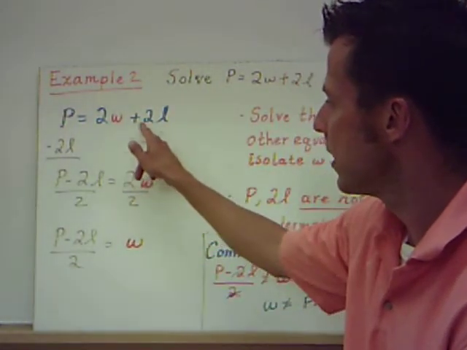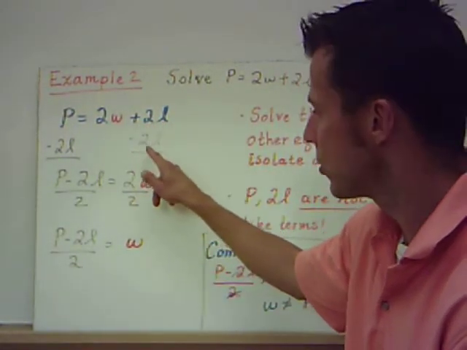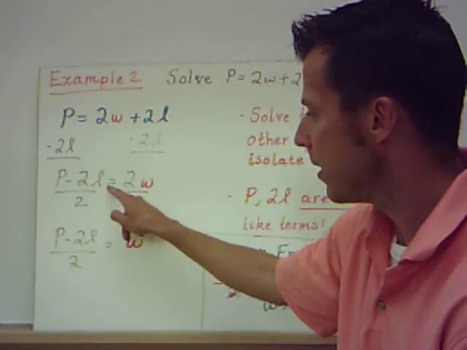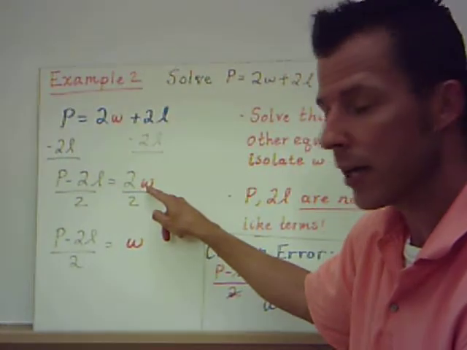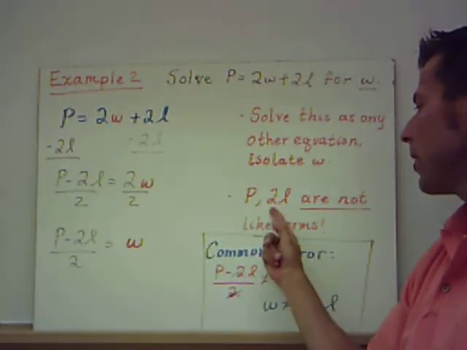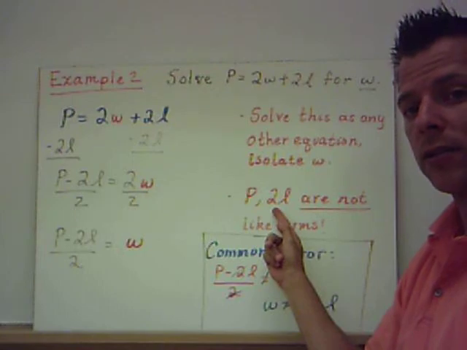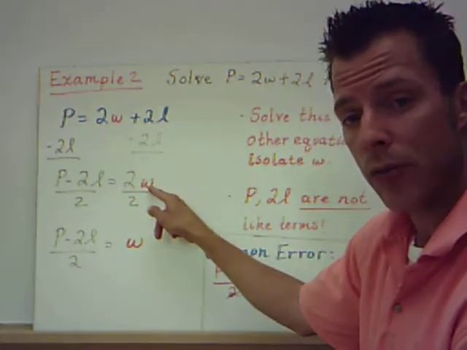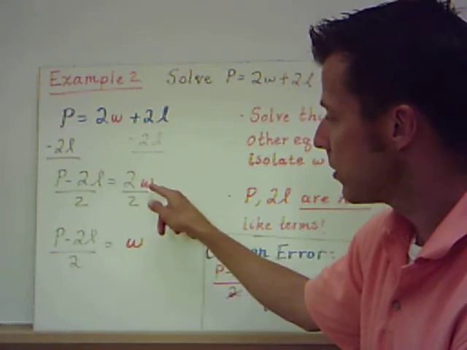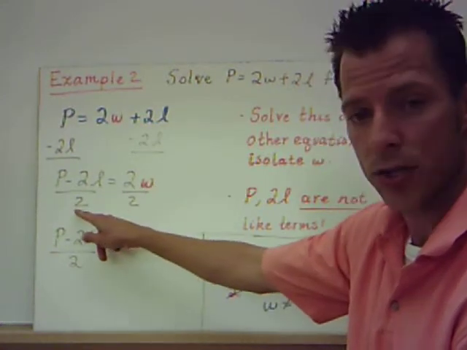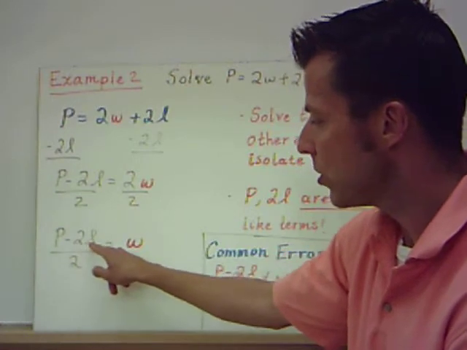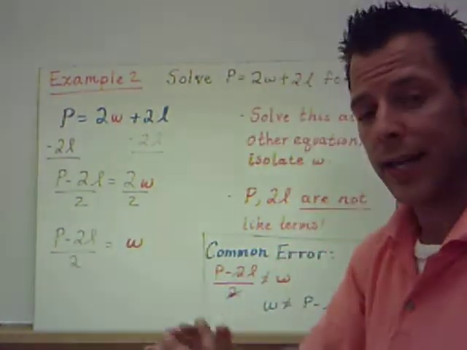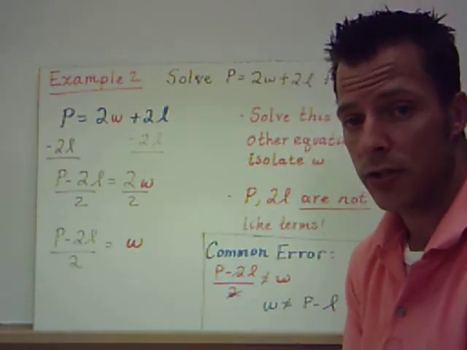Okay, so we see that 2L is on the same side, so we're going to subtract 2L from both sides, and we're going to have P minus 2L, and that's equal to 2W. Okay, you can't add P and 2L together. They're not the same term, so you can't add them. We're left with 2W on the right side, so now all we do to get W alone is divide each side by 2. So we're left with P minus 2L over 2, and that's equal to W. And that's it. That's solving a literal equation, okay?